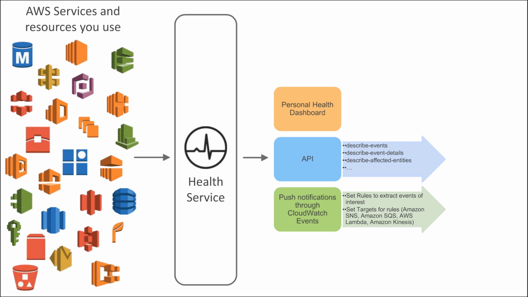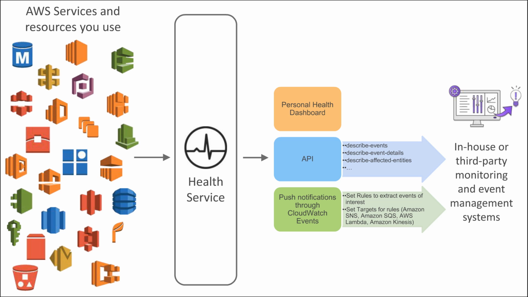And push notifications through CloudWatch events channel, where you can set custom rules to extract events of interest, and wire targets that will be triggered when an event is matching a particular rule. The programmatic channels can be used by customers to integrate with in-house and third-party monitoring and event management systems to automate workflows, reducing the operational burden of managing complex applications.